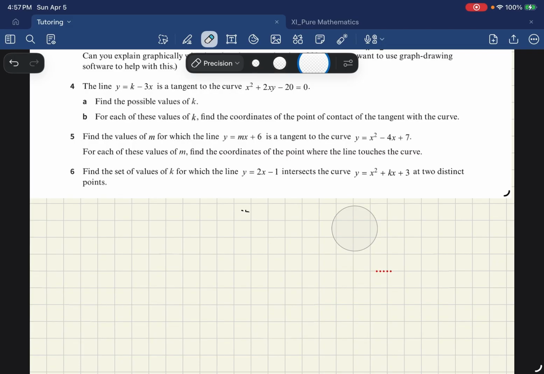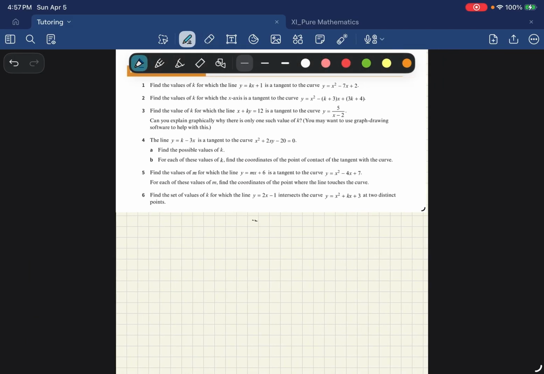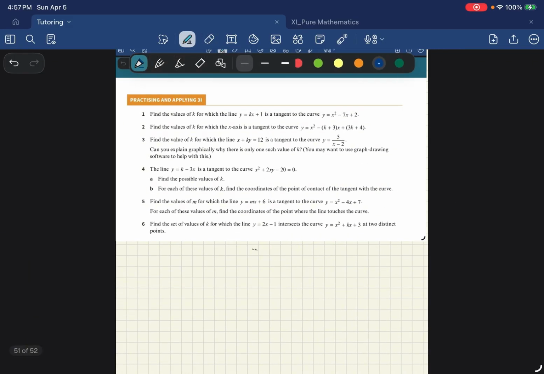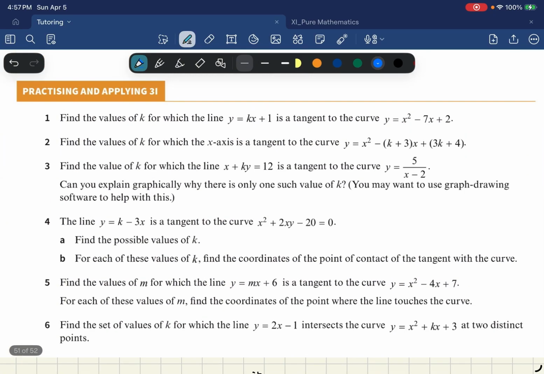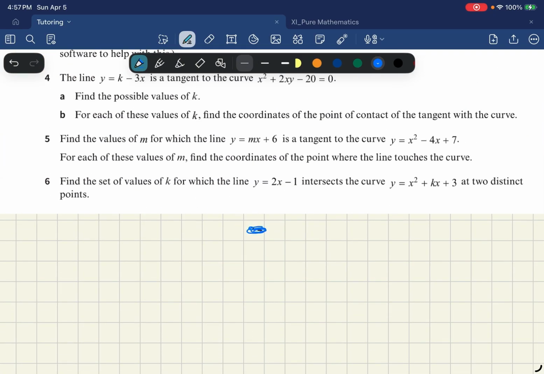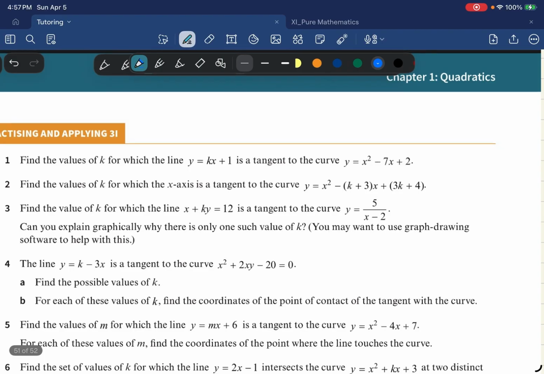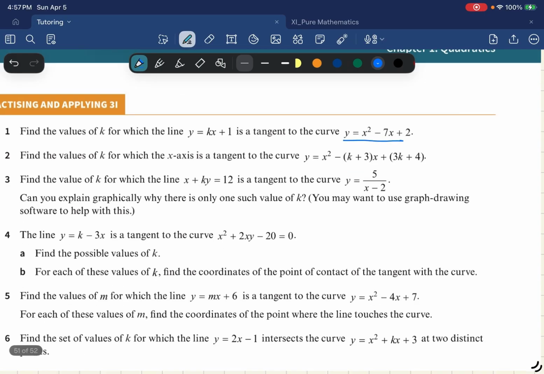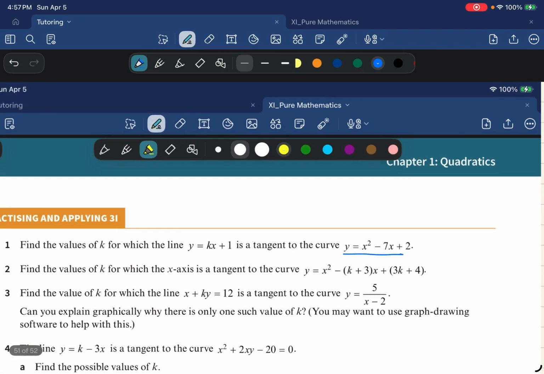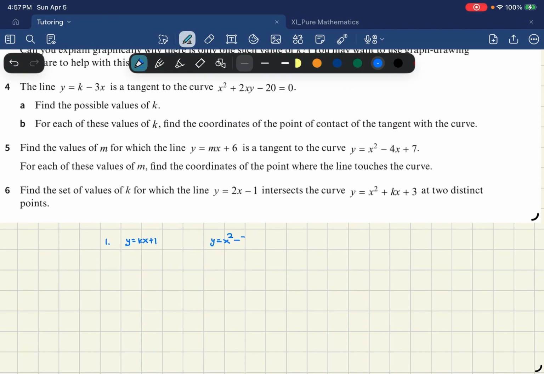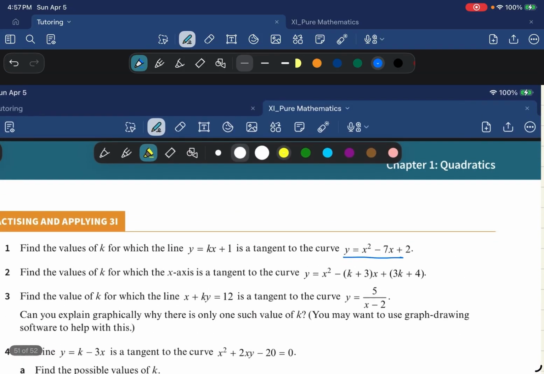All right, so we've done some of the problems before actually. So this is just a special case, more additional problems, mostly involving the idea of the discriminant. All right, so find the values of k for which the line, so for question 1, we have a line with the equation y is equal to kx plus 1, is tangent to the curve y is equal to x squared minus 7x plus 2.